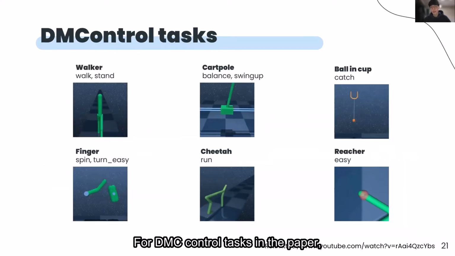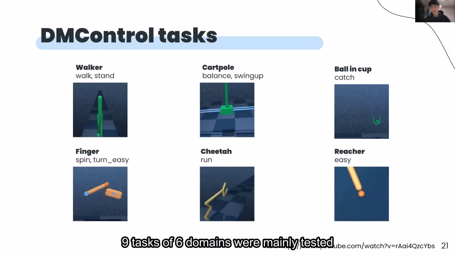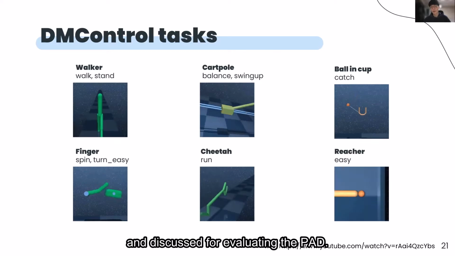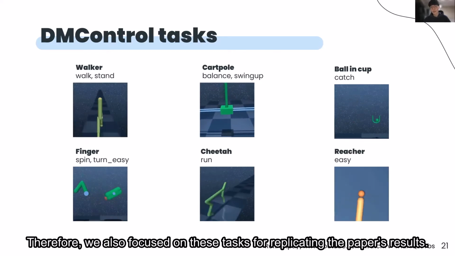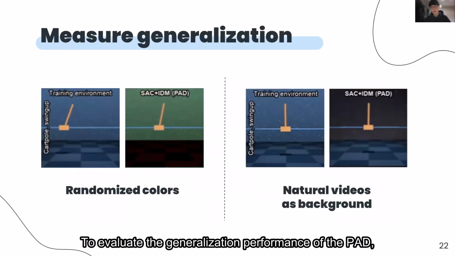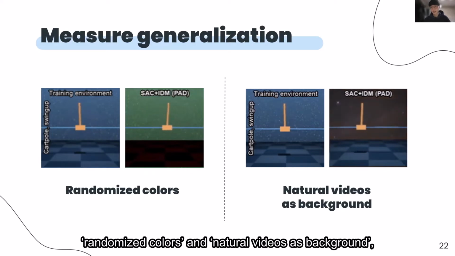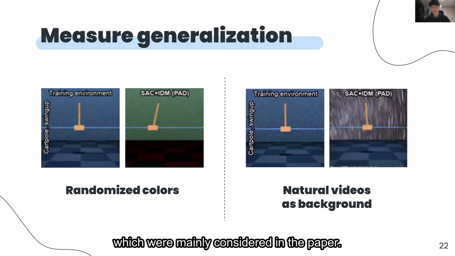For DM control tasks in the paper, 9 tasks of 6 domains were mainly tested and discussed for evaluating the PAD. Therefore, we also focused on these tasks for replicating the paper's results. To evaluate the generalization performance of the PAD, we focused on the following 2 test environments, randomized colors and natural videos as background, which were mainly considered in the paper.